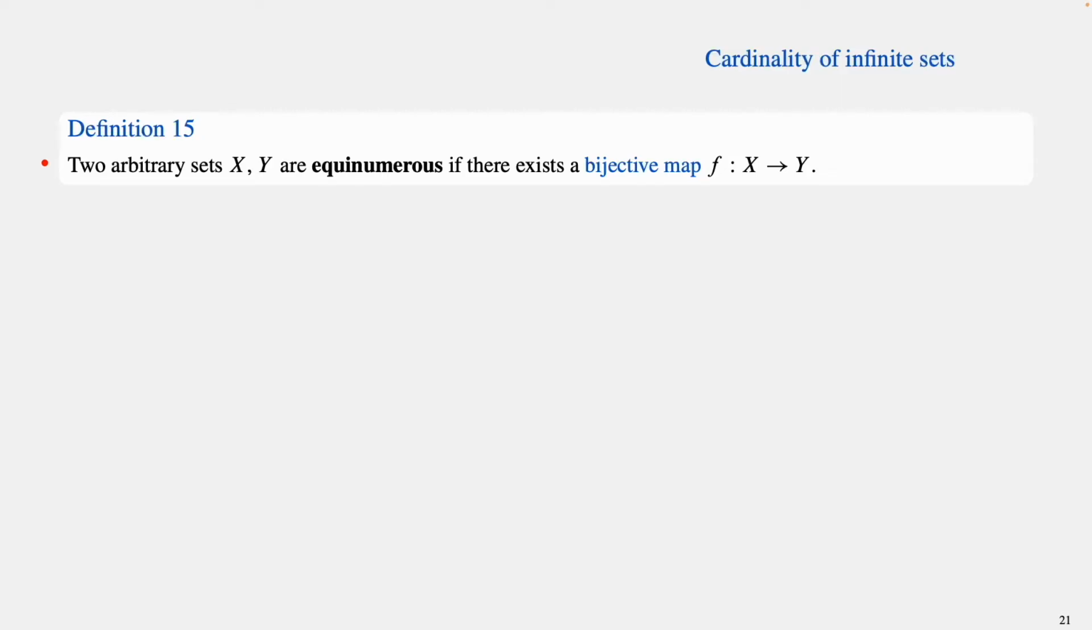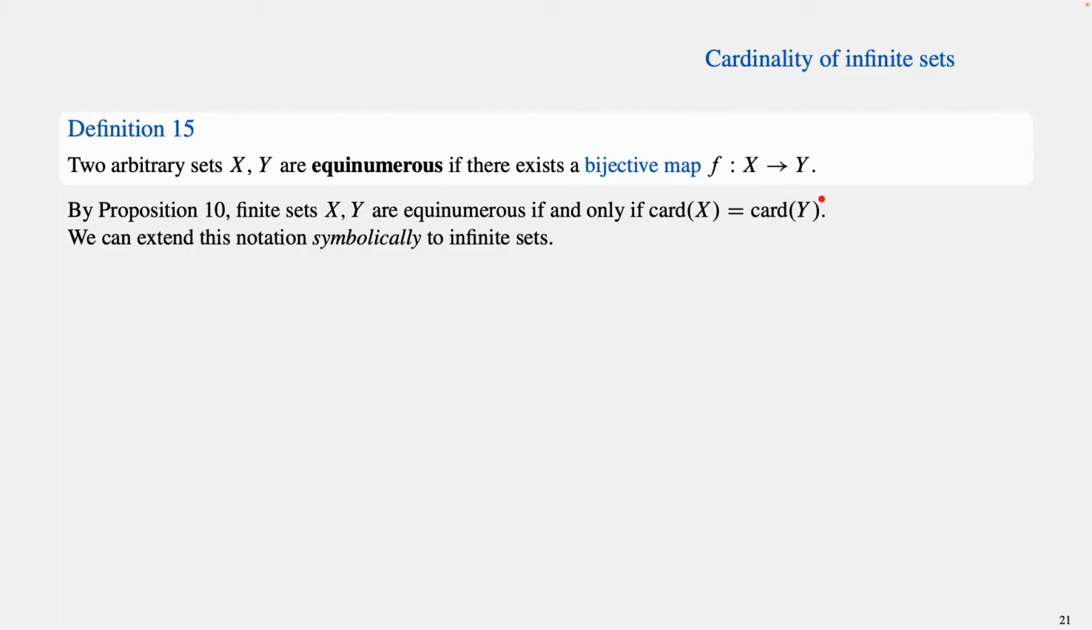So we say two arbitrary sets X, Y are equinumerous if there exists a bijective map f from X to Y. By Proposition 10, we've already seen that finite sets X, Y are equinumerous if and only if their cardinalities are identical. So that is pretty much what you would expect from something being called equinumerous. And symbolically, this relation can be extended to infinite sets.